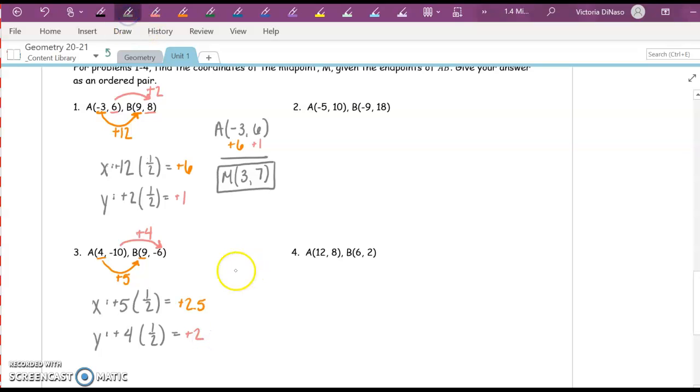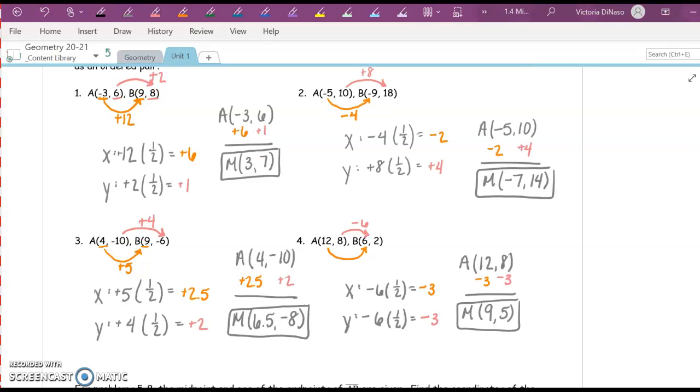So now we're going to add and subtract from my letter A. So A is at 4, negative 10. I'm going to do plus 2.5 underneath the x, plus 2 underneath the y. So we have my midpoint is at 6.5, negative 8. Go ahead and try numbers 2 and 4. For number 2, we have a midpoint at negative 7, 14, and then for number 4, we have a midpoint at 9.5.